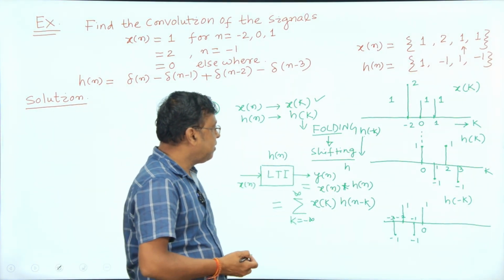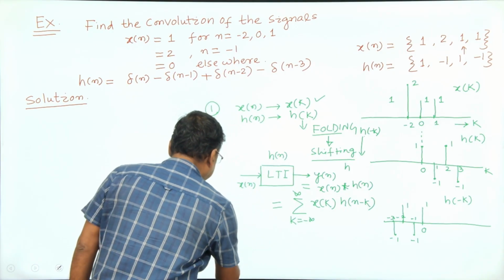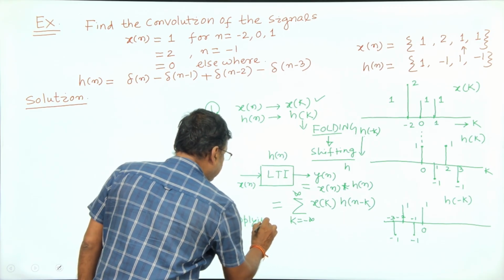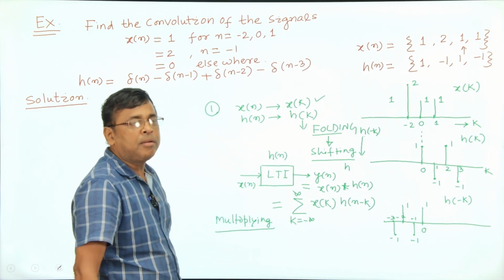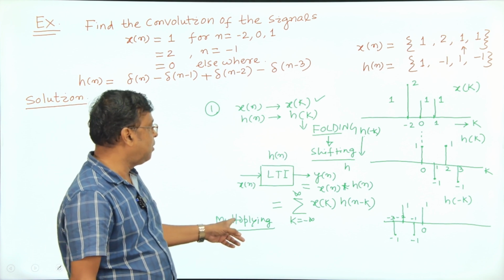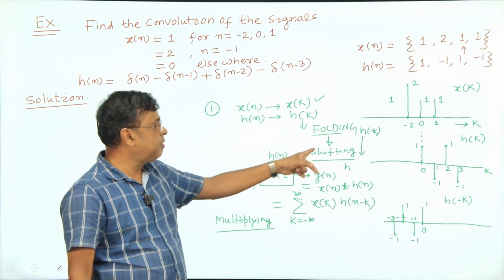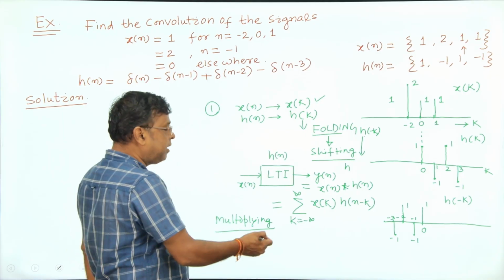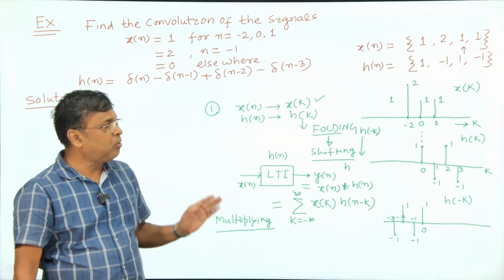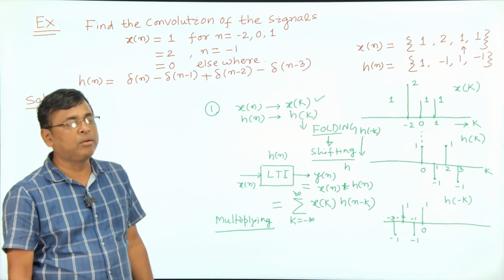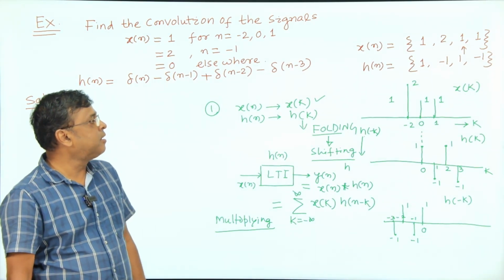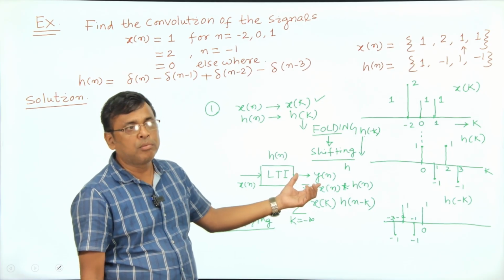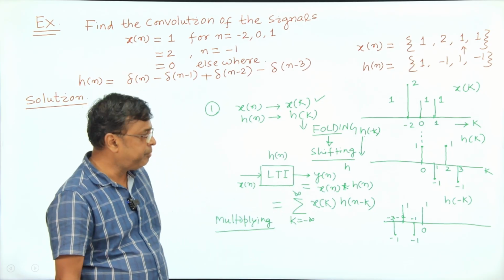After shifting, then multiplying. Multiplying is your third step, for a particular value of n. So the first step is folding, second step is shifting, third step is multiplying. After multiplying, you will find the value for a particular n. So for successive values of n we have to find it. Then at last we will get y of n by means of convolution, that is x of n convolution h of n.